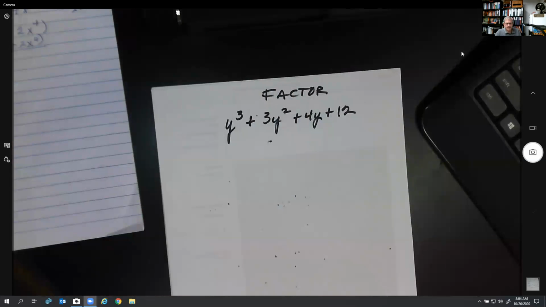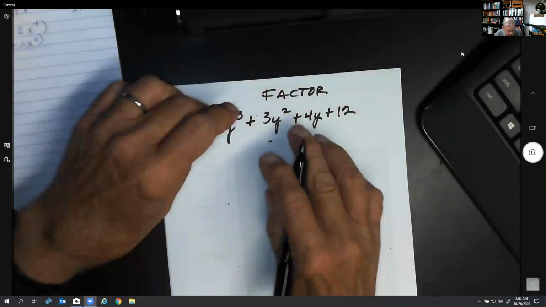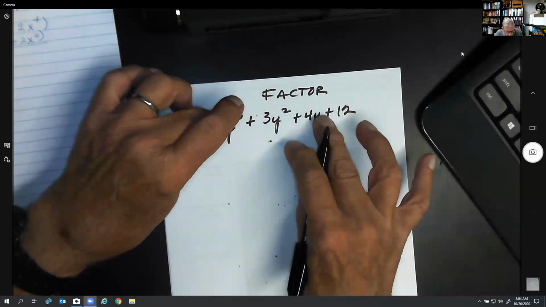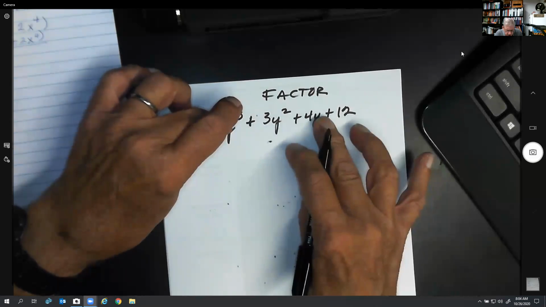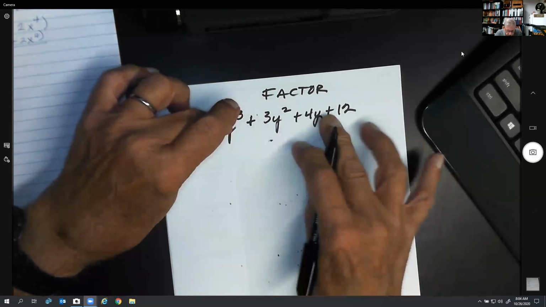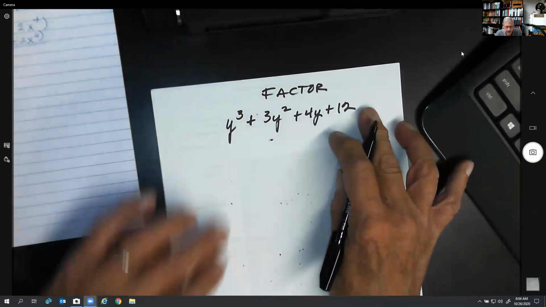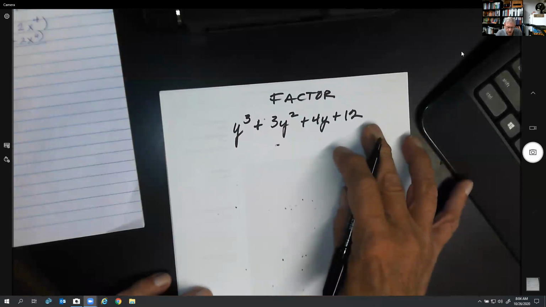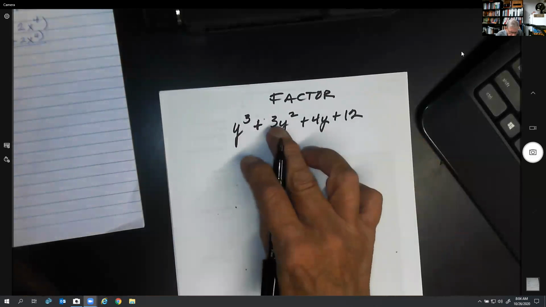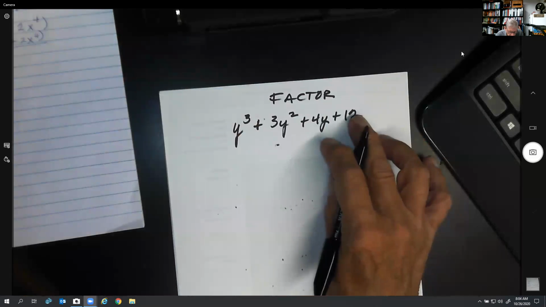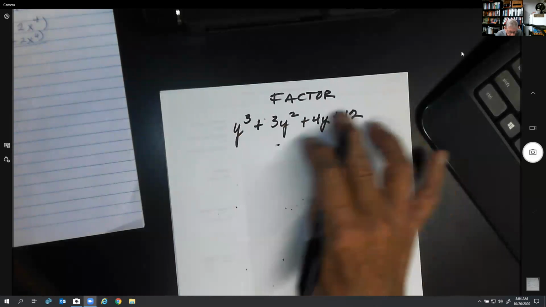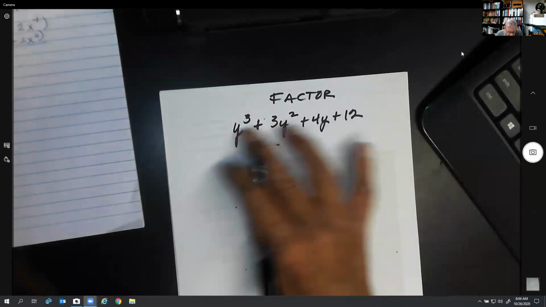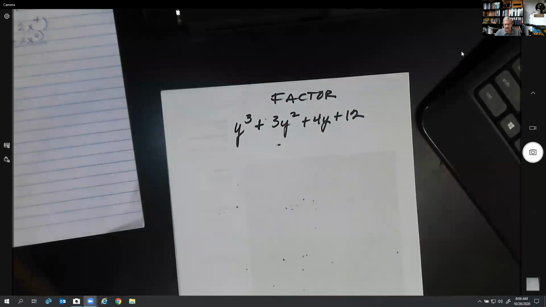Simple. But you can see if I try to take a y out, which looks like it's common, it's only common to 3 of the terms, but not to all 4. It has to be a term that's common to all the terms. And here we could divide 12 by 3 or maybe by 4, but it's not common to all the terms, so we're kind of stuck.